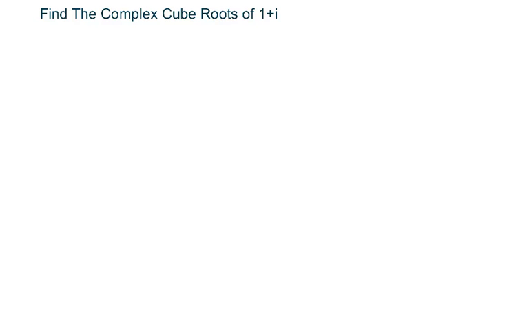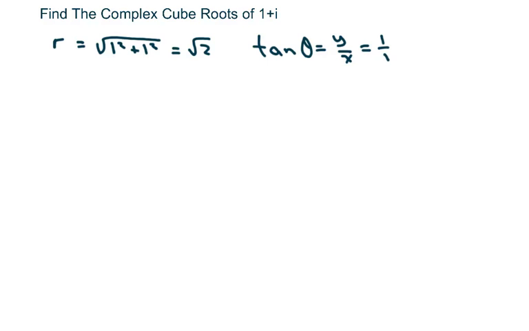Hi everyone, we're going to find the complex cube roots of 1 plus i, and the first thing we've got to do is find r. So that's going to be the square root of 1 squared plus 1 squared, which equals the square root of 2. I also have to find my angle. I use tan, just 1 over 1, and that means my angle is 45 degrees.